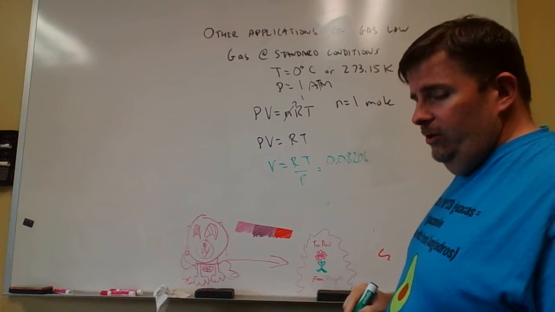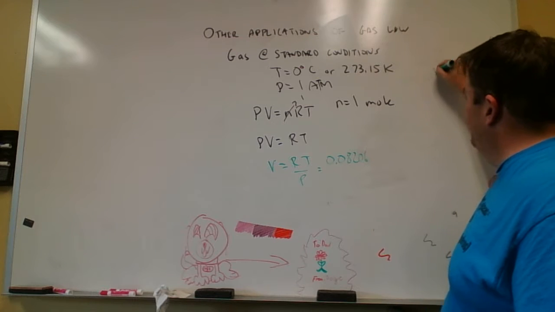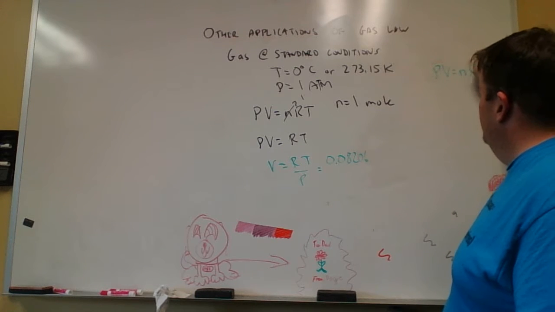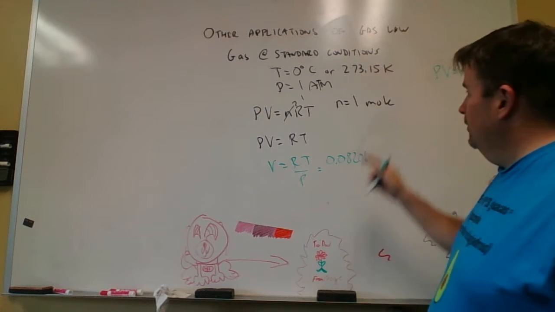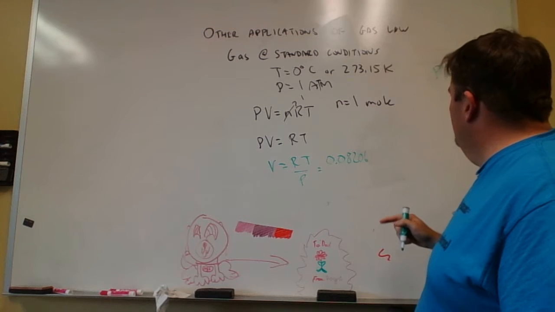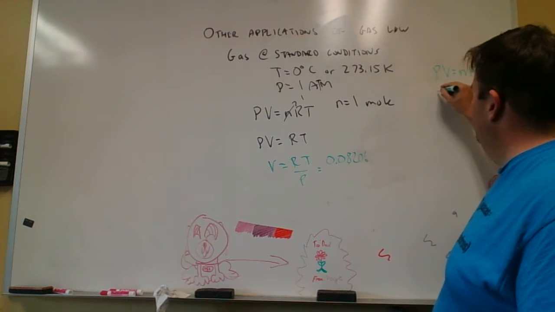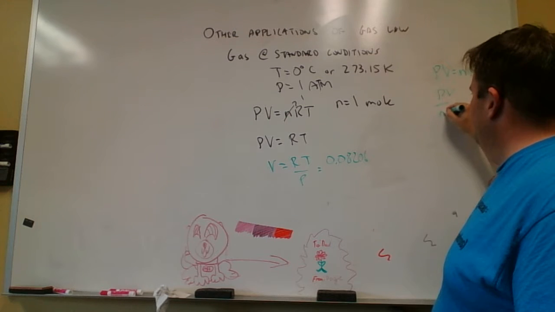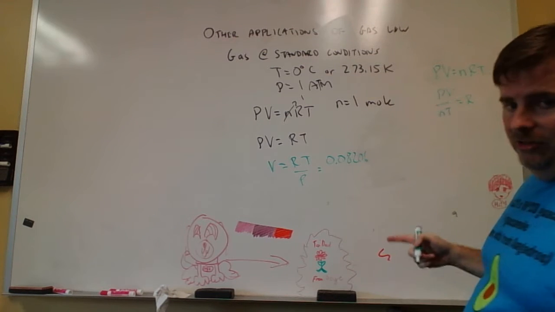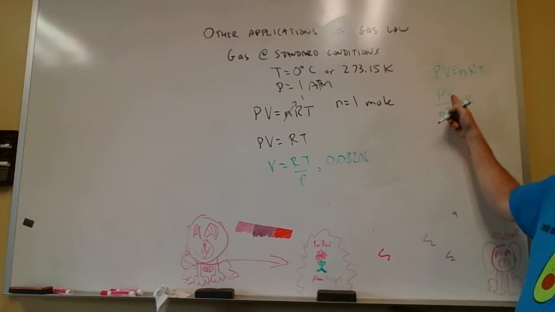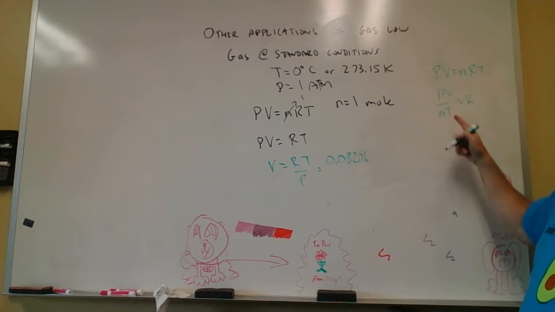You remember the units for that? If you forget, they have to be there, right? So R, if we rearrange that, PV over nT is equal to R. That tells you what the units are. Atmosphere times liters times number of moles over temperature.